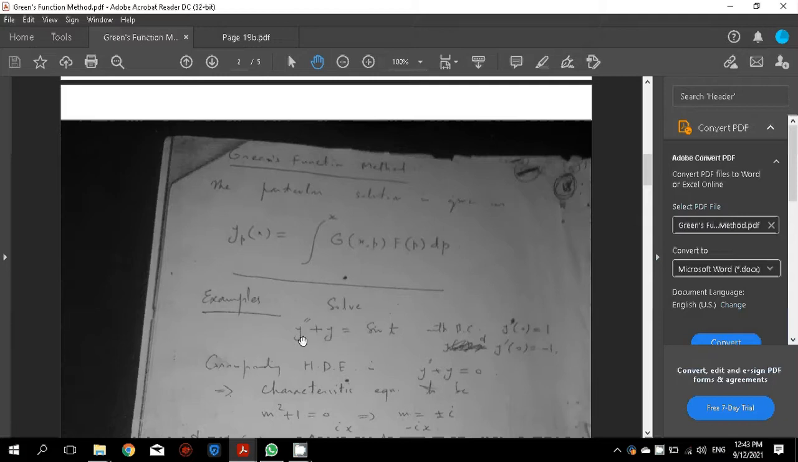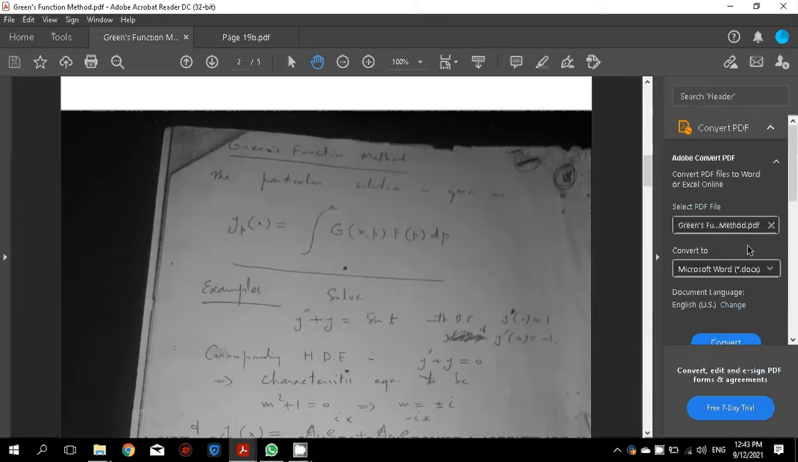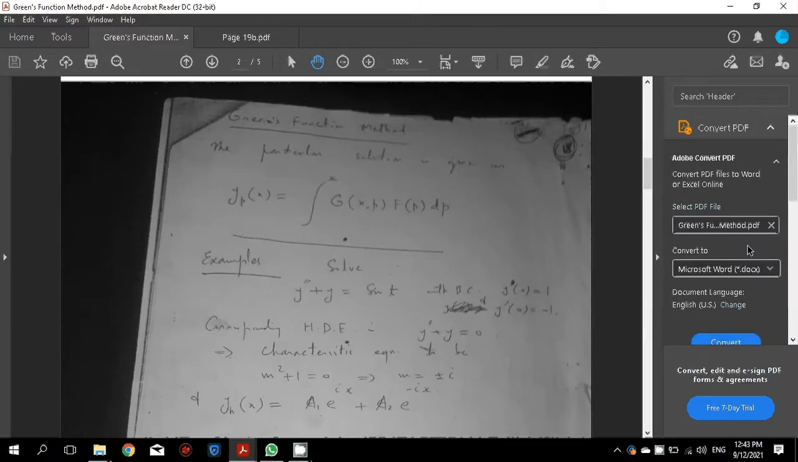This is a differential equation y'' + y = sin t with the boundary conditions as written here. Now the corresponding homogeneous differential equation is y'' + y = 0, as this is a differential equation with constant coefficients. So we do not need to go for the Frobenius method, but we will write the characteristic equation, which is m² + 1 = 0, and from here there are two roots, m = ±i.